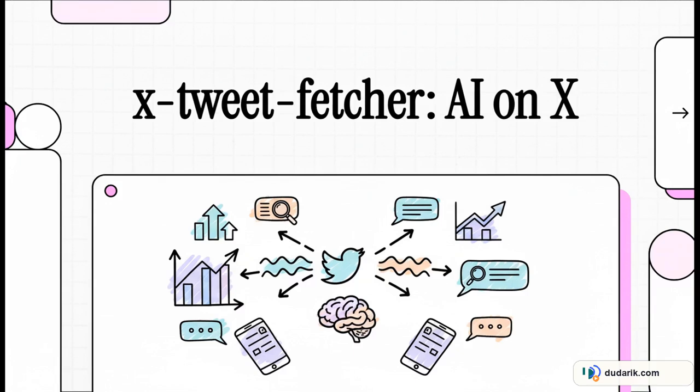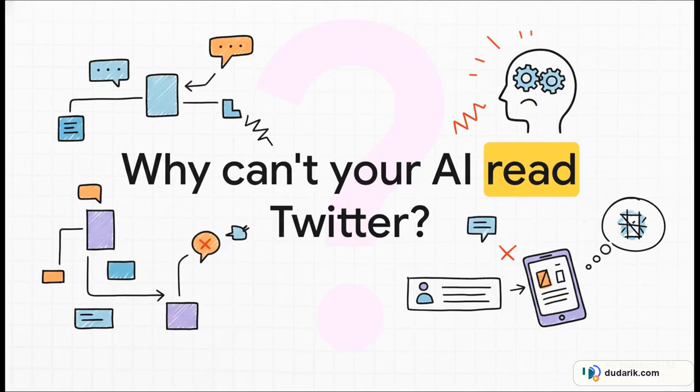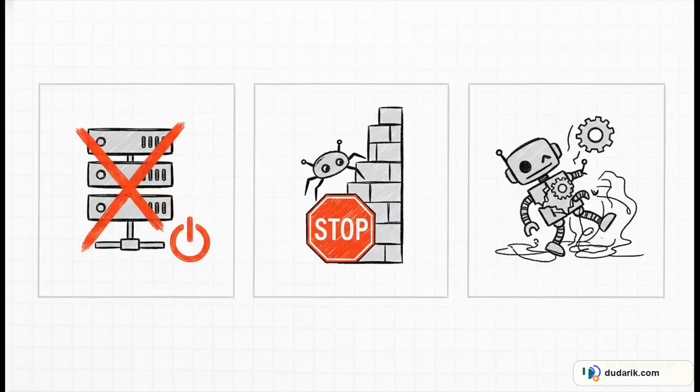So today we're going to break down why it's so hard, and more importantly, what you can actually do about it. So let's just start with the big question, right? The one that's probably cost you a few late nights and a lot of frustration. Why can't your AI just read Twitter? It seems like it should be simple. You ask your agent to go fetch a tweet, and it just fails. Why is that? Well, here's the brutally honest truth.